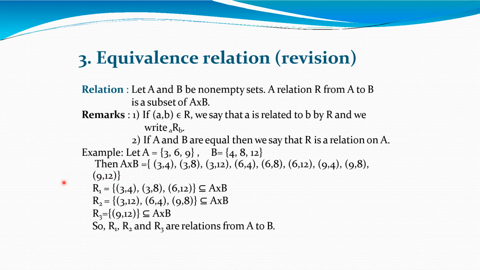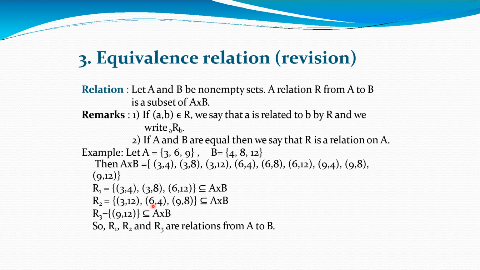Now if I consider any non-empty subset of A cross B, then it defines a relation from A to B. Now see some relations from A to B in this case. Say R1 is equal to {(3, 4), (3, 8), (6, 12)}. All these three pairs are taken from A cross B. It means R1 is a subset of A cross B. Similarly, R2 is {(3, 12), (6, 4), (9, 8)}.